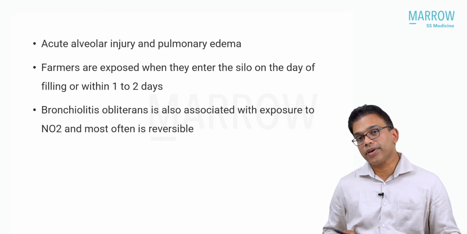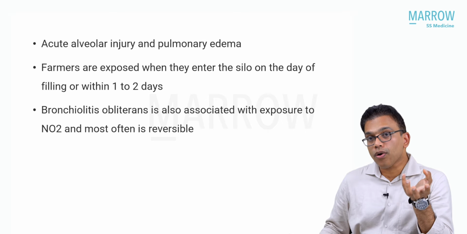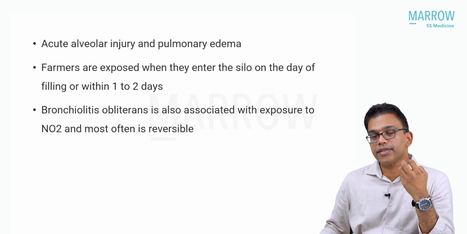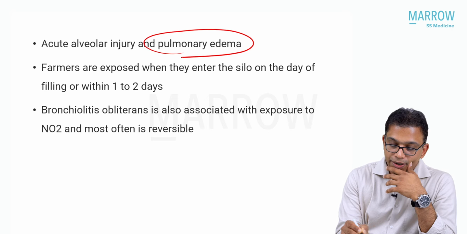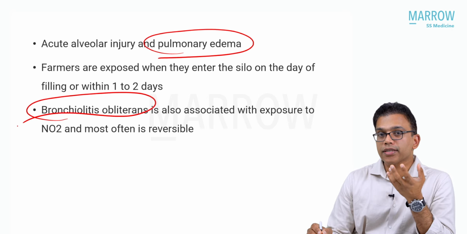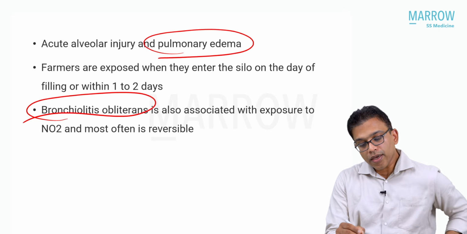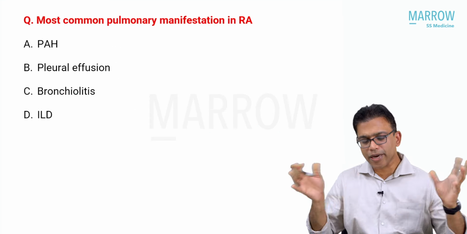In what way does it affect? It can cause pulmonary edema kind of thing. It can cause a cough. It can cause exertional dyspnea. Sudden desaturation can be there. So it can cause pulmonary edema, and bronchiolitis obliterans is another thing which is due to exposure to nitrogen dioxide. It is usually reversible also. Okay, so just mug it up.